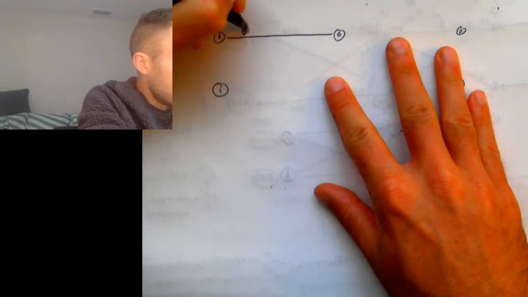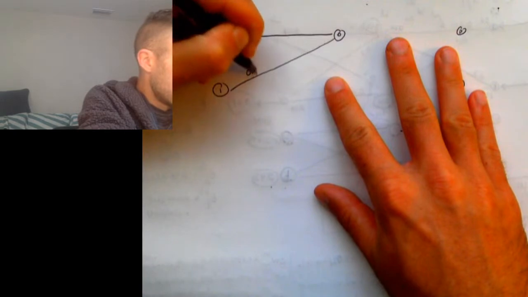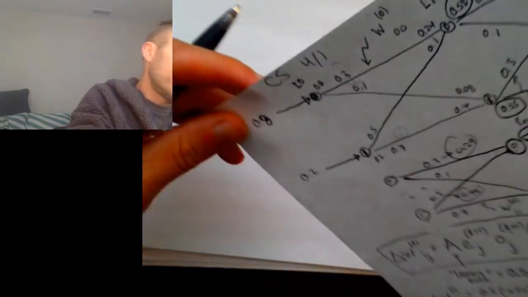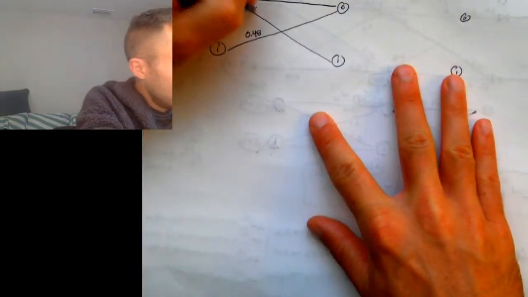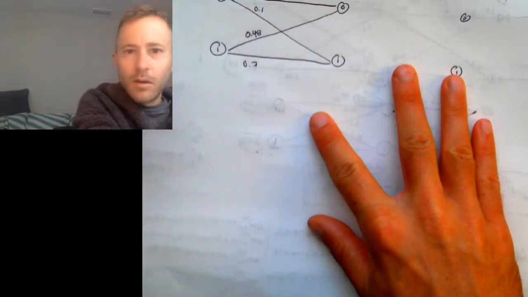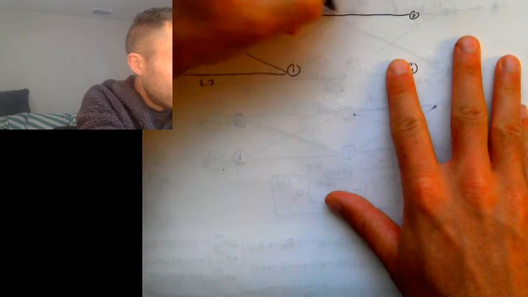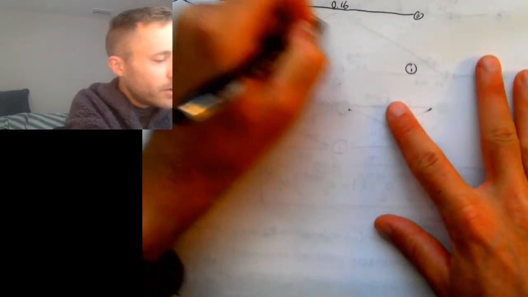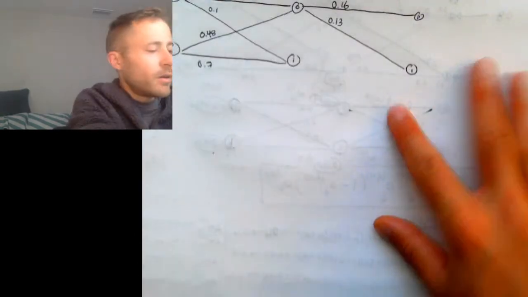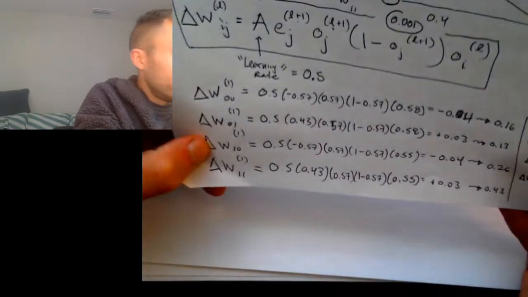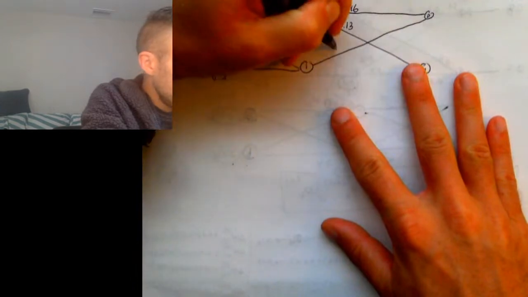So we have 0.29, 0.48. Now 1.7. Okay. We have 0, 0 is 1.6. 0, 1 is 0.13. 1, 0 is 0.26. And then this one is 0.43.